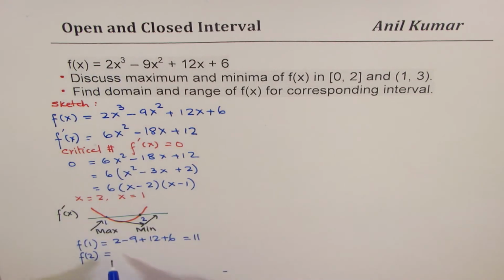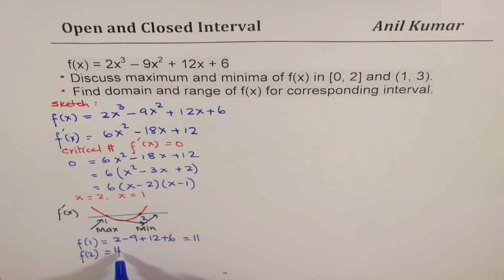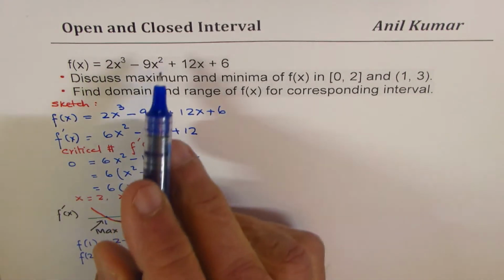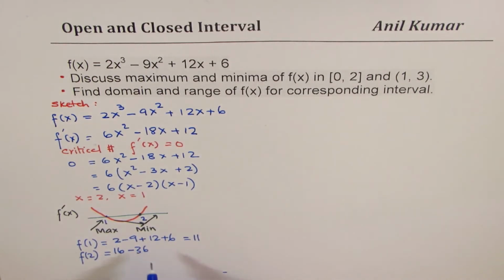So 2 cube is 8. 8 times 2 is 16. Okay. Minus 4 times 9, 36. Plus 2 times 12, 24. You can always use a calculator for all this, correct?